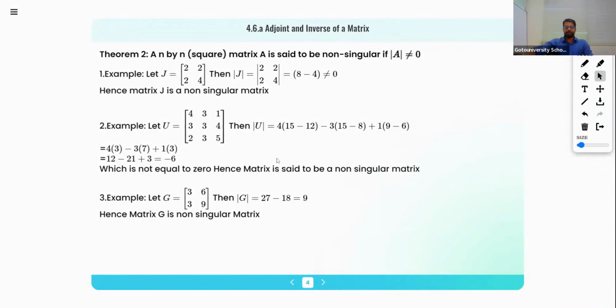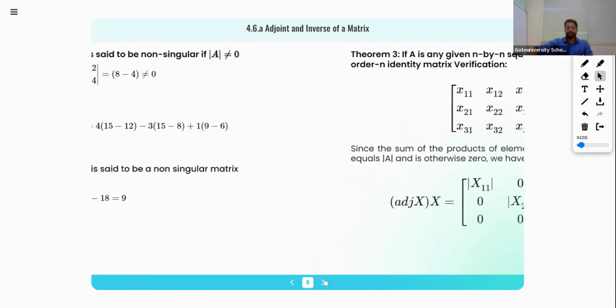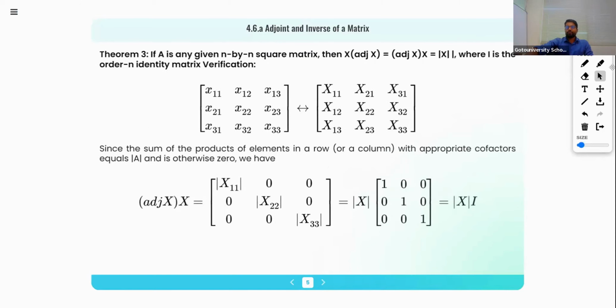So here, non-singular. What do you mean by non-singular? If the determinant of that matrix is not equal to 0, it becomes a non-singular matrix. Here are some examples which you can check later. Let's move on to the next one. What are we doing with the singularity and adjoint of a matrix?